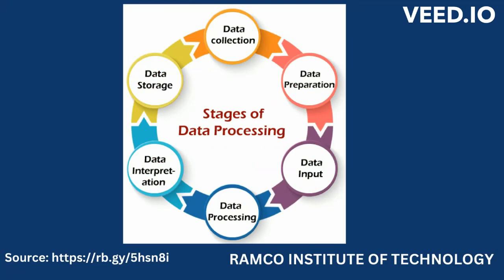These are some of the stages of data processing, considered as the data processing cycle. It has six stages. First is data collection, next is data preparation, next is data input, then data processing, data interpretation, and finally data storage. Data collection is the first step in the data processing cycle.